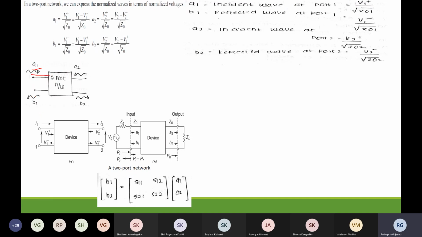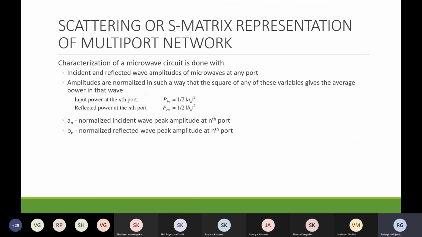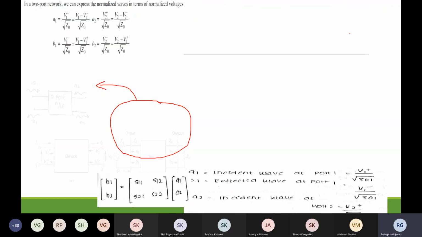So A1 is the incident wave amplitude at port 1 and B1 is the reflected wave amplitude at port 1. Similarly, I have A2, which is the incident wave amplitude, and B2, which is the reflected wave amplitude at port 2. This is the representation displayed over here, and this is how we represent the S matrix for any multiport network.